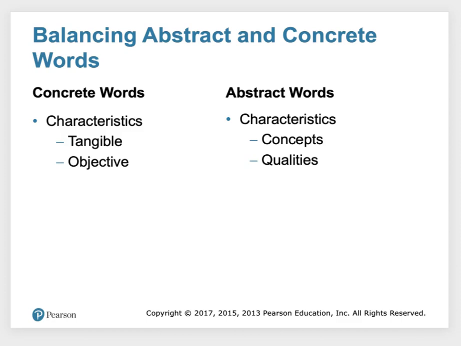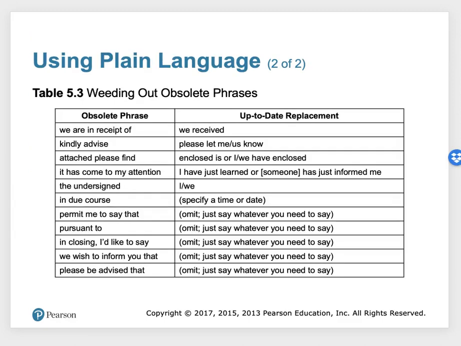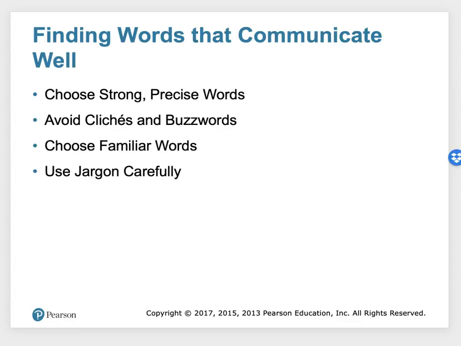A word is abstract if it's expressing a concept, a quality, or a characteristic, whereas it's concrete if it's standing for something that you can touch, see, or visualize. In composing your message, you also want to find words that communicate well. Avoid cliches or buzzwords, and be careful about using jargon. There's actually a table on page 141 of your textbook that gives some great examples for how to find powerful words, and then also lists some cliches and buzzwords that you want to make sure that you're avoiding.